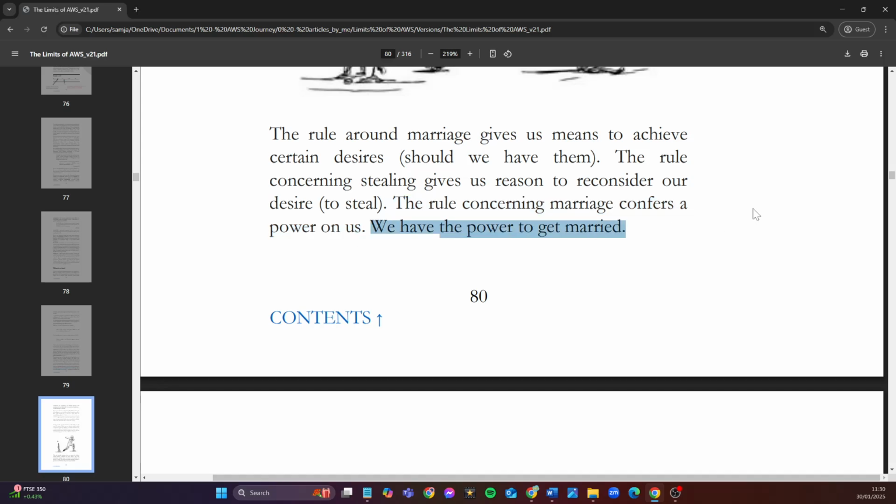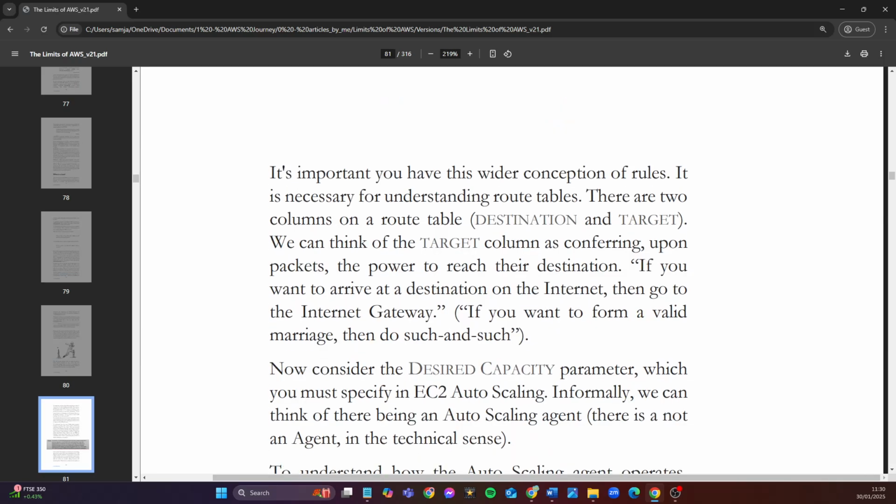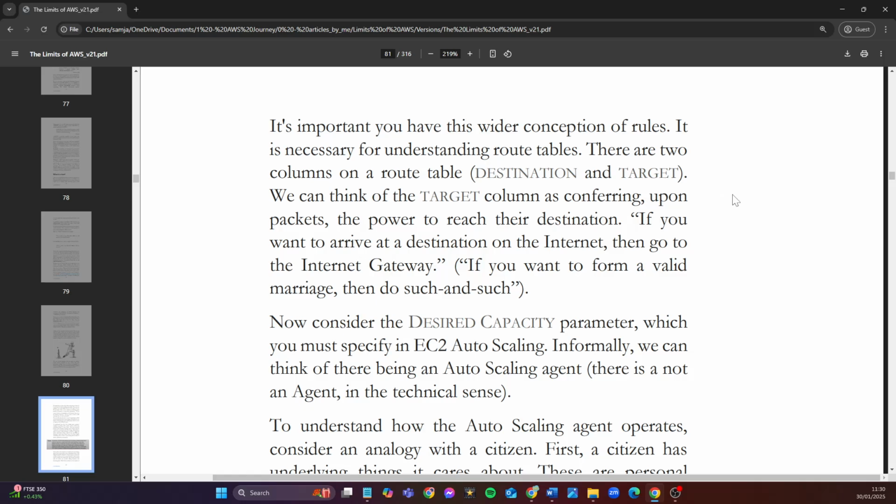We have the power to get married. So I'm showing there that there's a different way of thinking of rules, and we can even think of that rule against stealing as shaping our desires. You could think of it as giving us reason to reconsider the desire to steal. It's important that you have this wider conception of rules. It's necessary for understanding route tables.